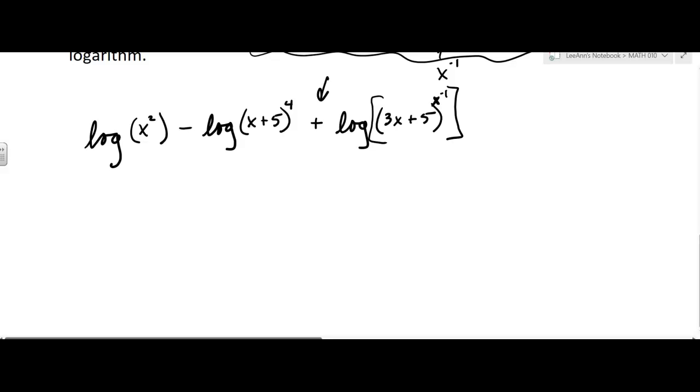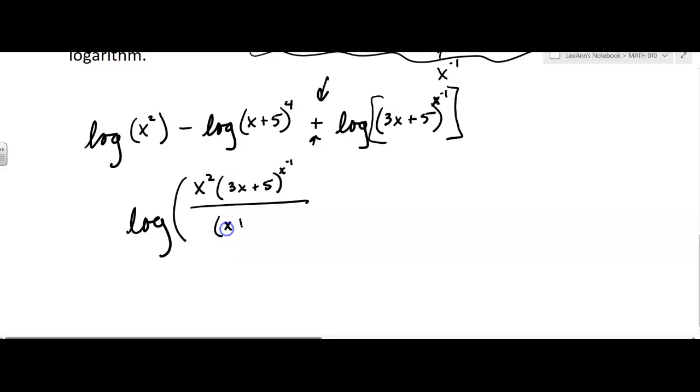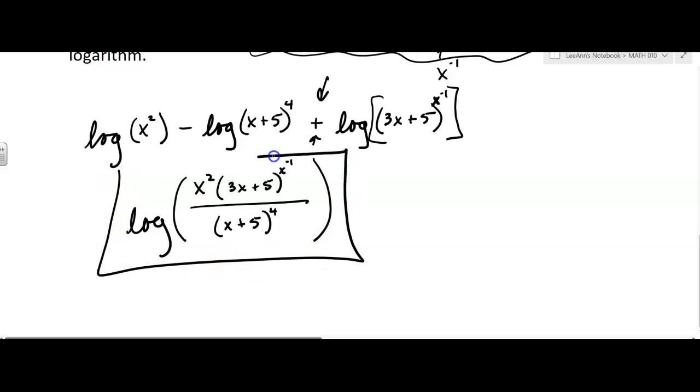Negative ones are going to go in the denominator. Positive addition, those arguments are going to go in the numerator. So log, and it's going to be x squared 3x plus 5 to the negative x power, which is kind of different right there. And I wrote it wrong. See, talk about errors. Okay, x to the negative 1 power. And then that's going to be over x plus 5 to the 4th. Okay, so that's how I'm going to write it. And yeah, you'll see it in the book if you want to look. All right.